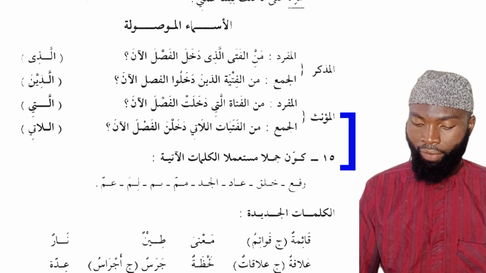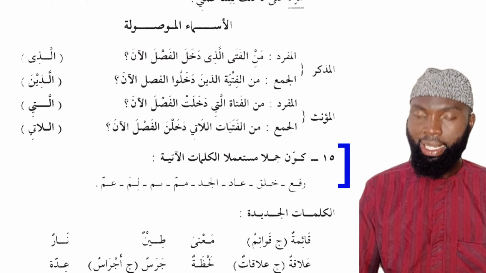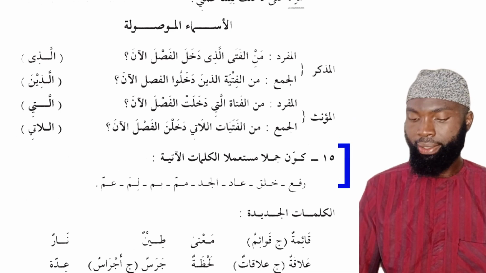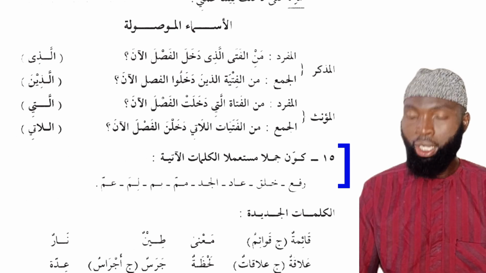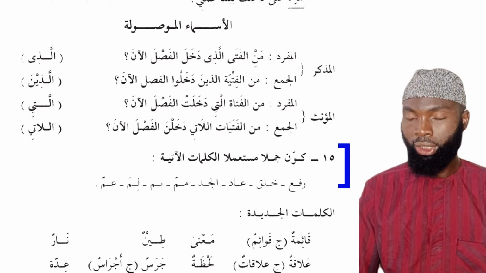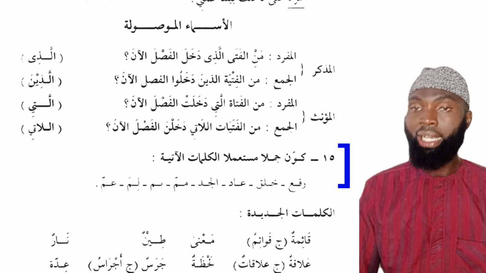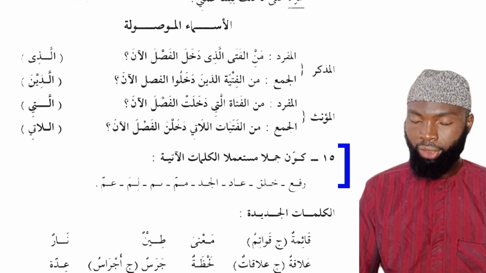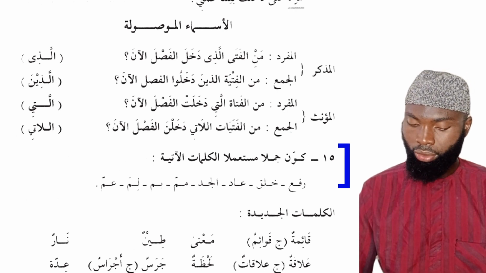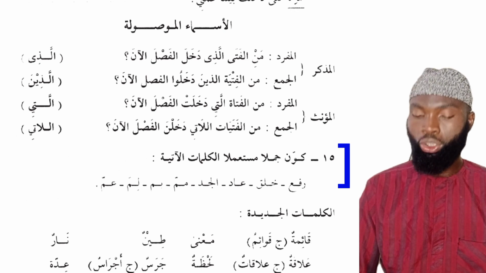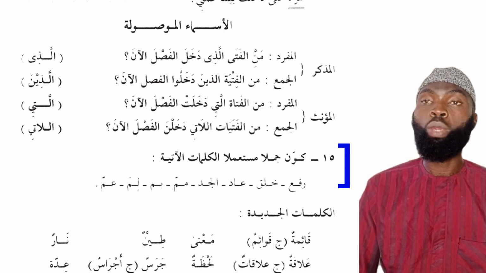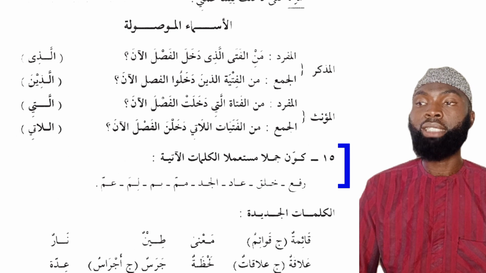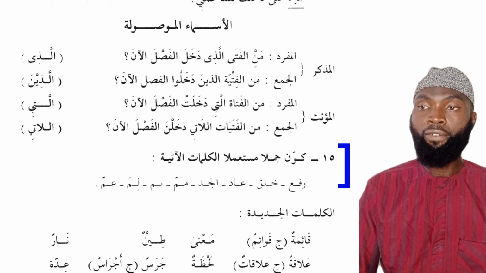Now, last exercise, we have kawin jumal al mustamil al kalimat al atiya. Make sentences using the following words. The first word is rafa'a. We can say rafa'a Allahu man sha'a ila ma sha'a. Allah raised whoever he wished to wherever he wished. خلق الله السماوات والأرض. We have adat تتاجر إلى بيته. الجد, we can say جاء الجد لزيارة حفيده.